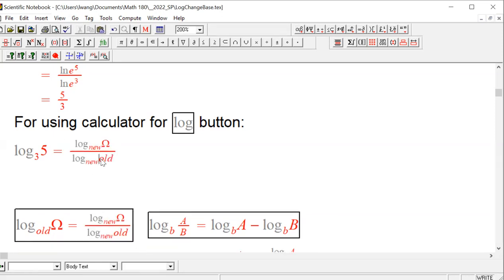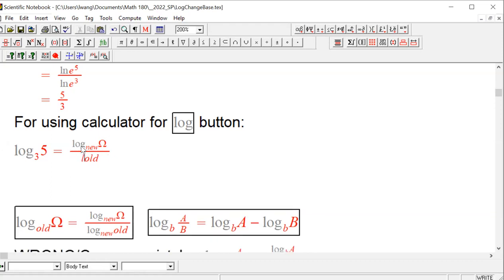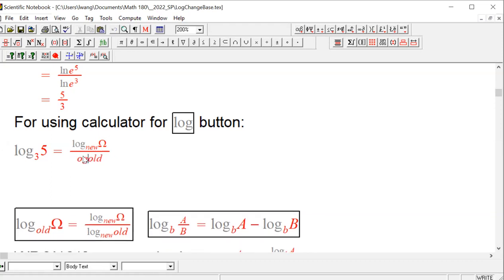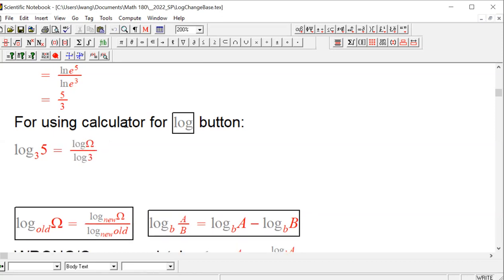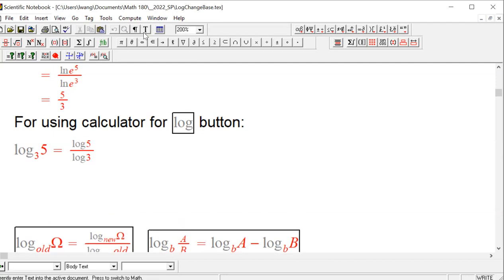Your new base is going to be common log, right? Because you only have common log available to you, and the old base is 3, and then you're going to be using common log of 5. So what you need to do is calculate the numerator first. So you press your button, do that, and you get a numerical value.